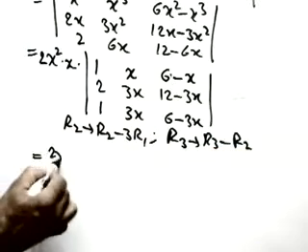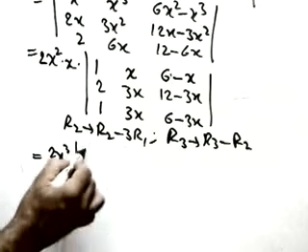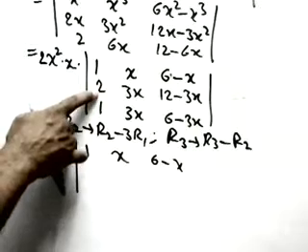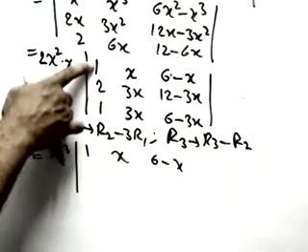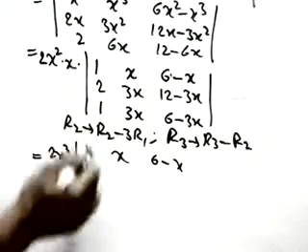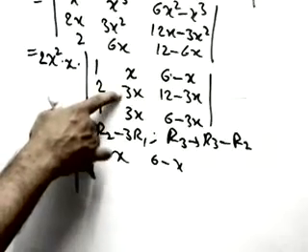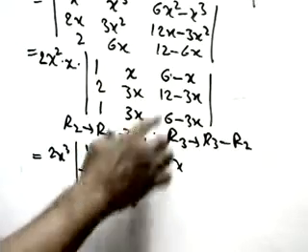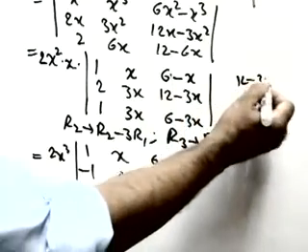So what is left here? 2x square into x, 2x cube. Now you write the first row as it is. Now watch carefully. R2 minus 3R1: 3 ones are 3, 2 minus 3 will become minus 1. R2 minus 3R1: 3 into x, 3x, and 3x minus 3x will become 0.